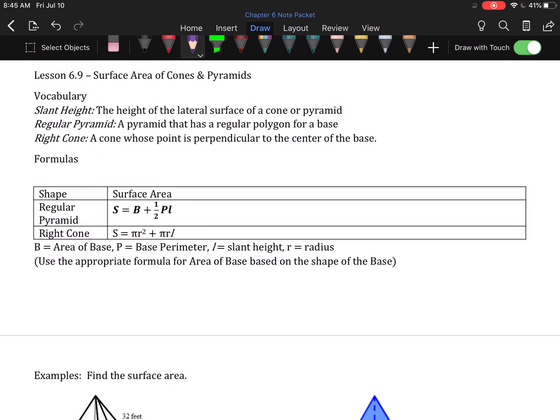When we do surface area, we have to have regular pyramids or right cones. A regular pyramid just means it's going to have an equilateral triangle or a square for the base. And every cone we're looking at right now is a right cone. We don't need to worry about that. So the formula for surface area is the area of the base plus half of the perimeter of the base times the slant height. That's true for a right cone as well. It's just because a cone has a circle for a base, I can give you a very specific formula of pi r squared plus pi rl.